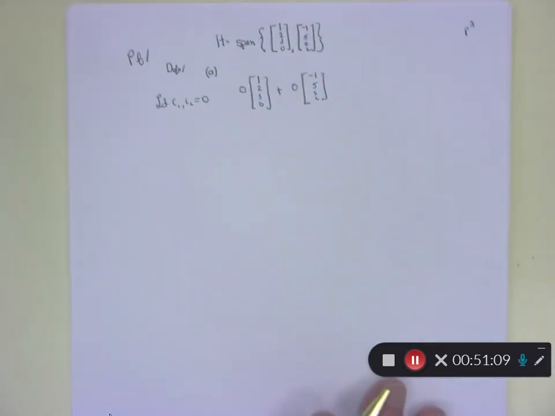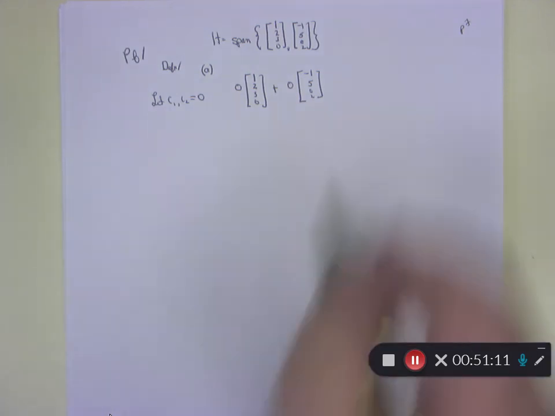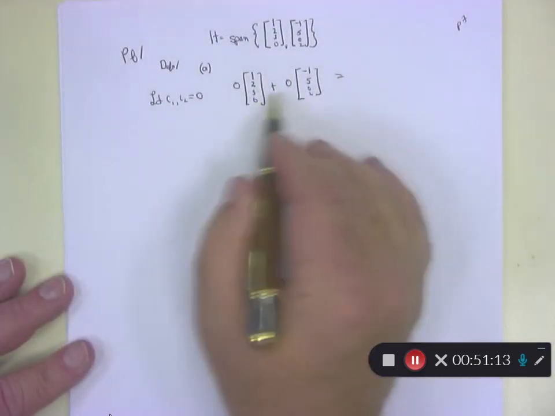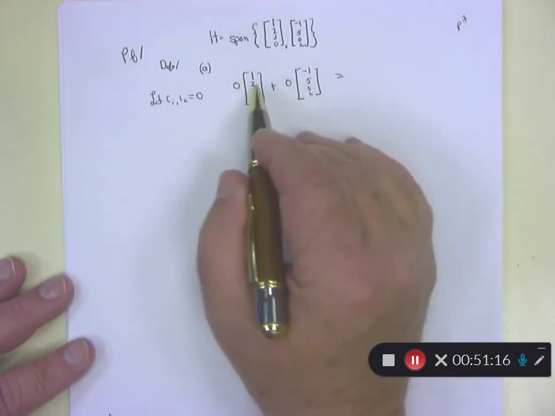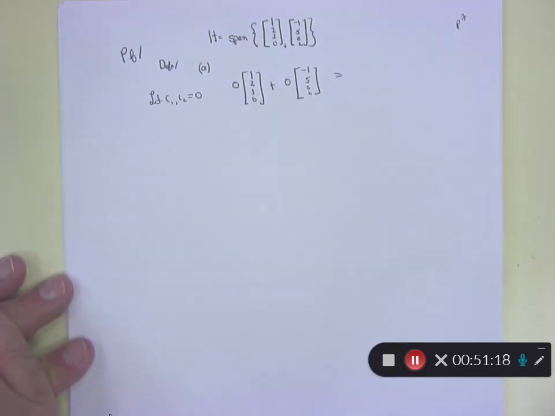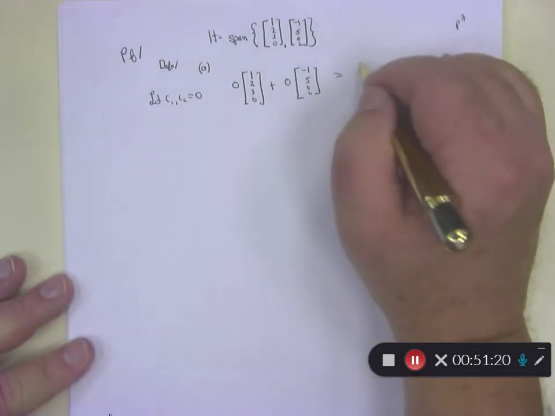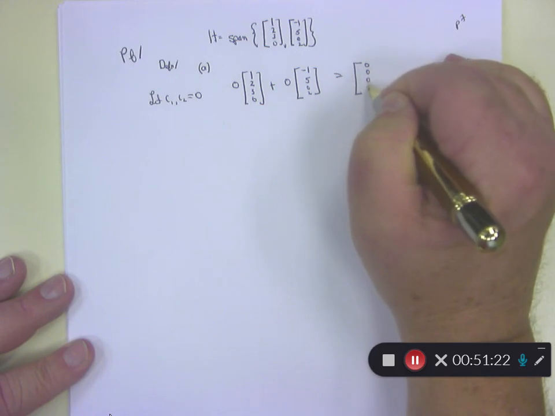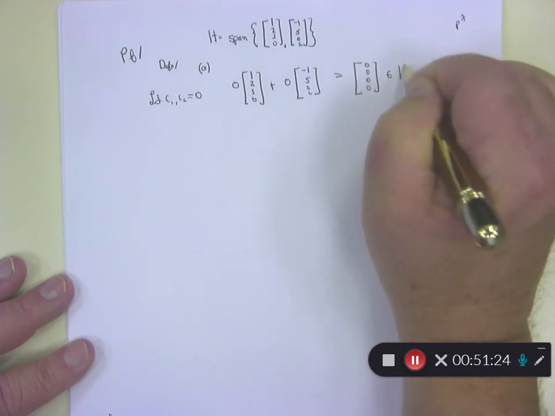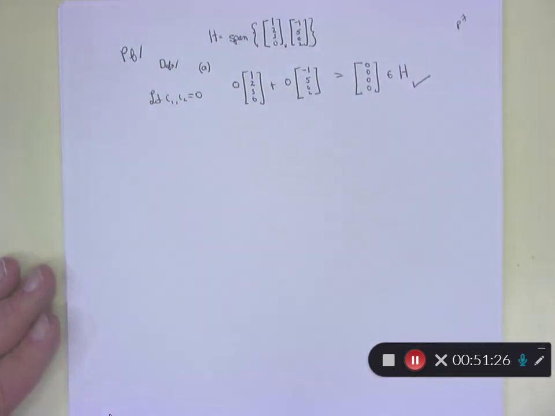You can pick any constant you want to. What is, and this is that linear combination we're talking about, what is 0 times the first vector plus 0 times the second vector? When you add them together, what are you going to get? 0, 0, 0, 0. And that is an element of H. So the zero vector is in there. It's real simple. You can use any constant you want to. I recommend the 0 constant. Does that make sense? All right?